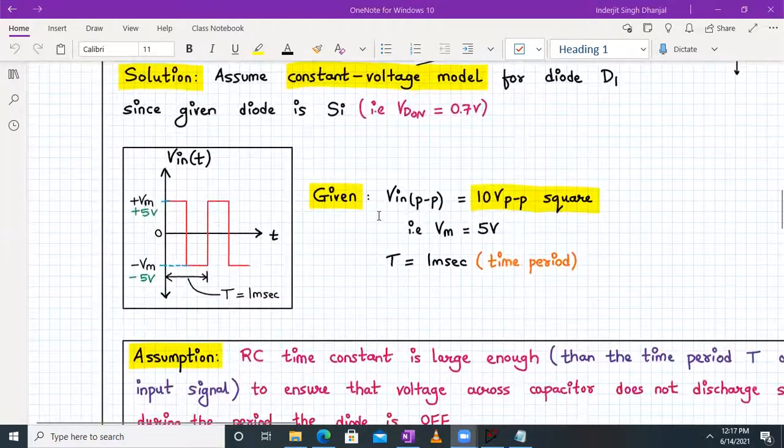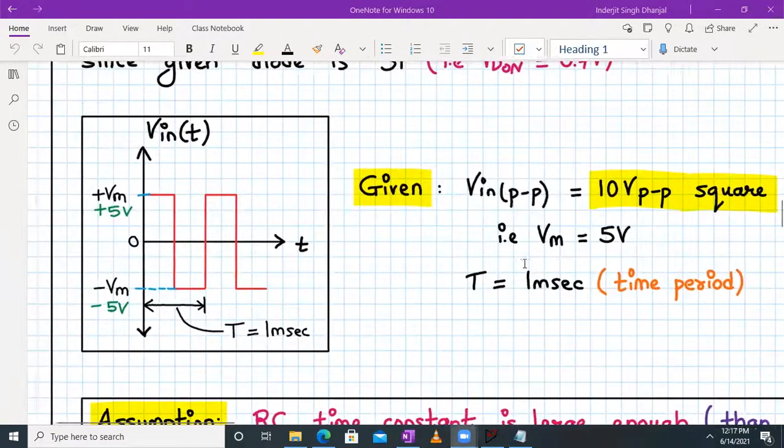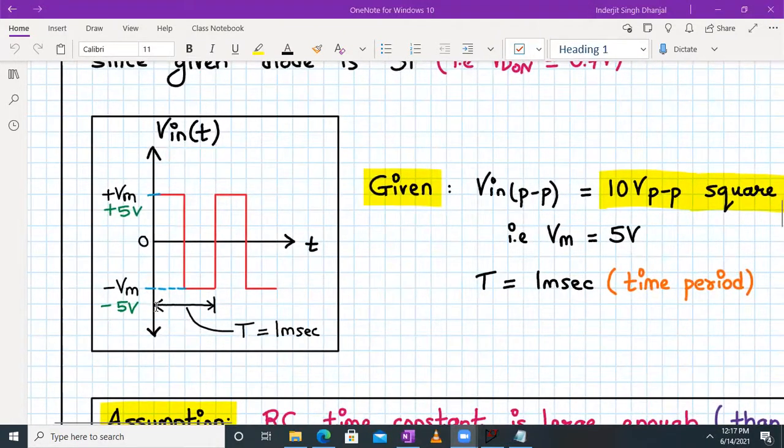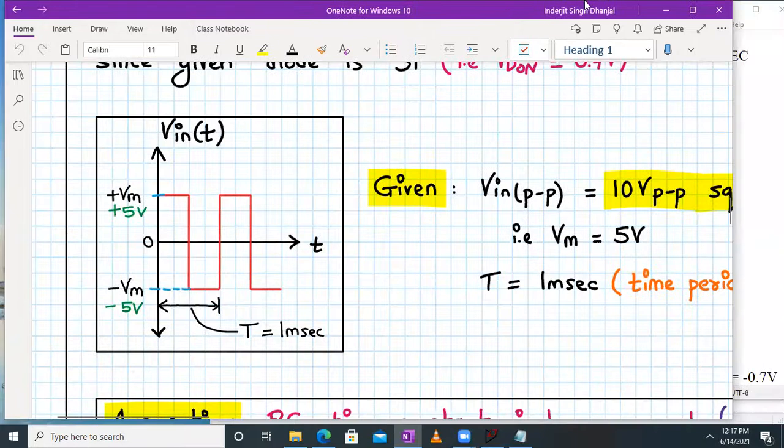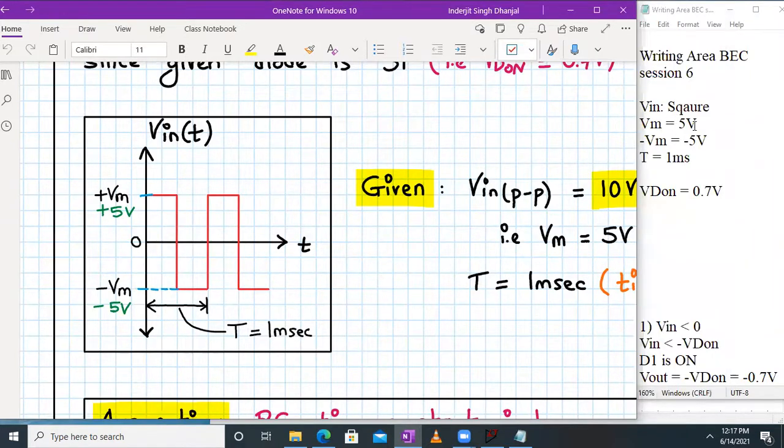They have given the input over here. It's not sinusoidal, it's a square waveform. V in is 10 volt peak to peak square, which means Vm is 5 volt and minus Vm is minus 5 volt. The time period of the square wave is given as 1 millisecond. Let us note down those values. V in is a square wave, Vm is plus 5, minus Vm is minus 5, T is 1 millisecond, and VD on is 0.7 volts. This is the information given to us.